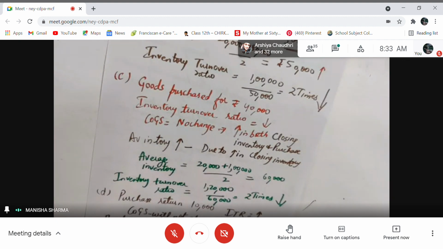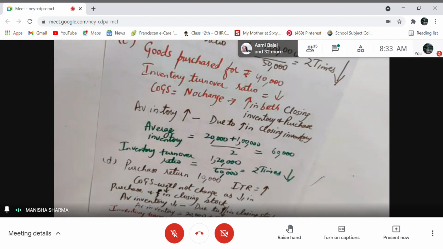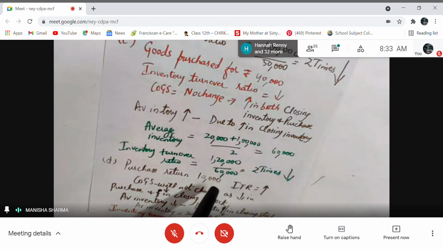Now I will find the inventory turnover ratio. As we saw, COGS will not change. The initial COGS was 1,20,000, so COGS will remain 1,20,000, because purchases will increase and closing stock will also increase, so the plus and minus effects cancel out. But I'm dividing it by the average inventory, which is 60,000. So 1,20,000 divided by 60,000 comes to 2 times. So you can see that the ratio has decreased, right? Let's take up the next.